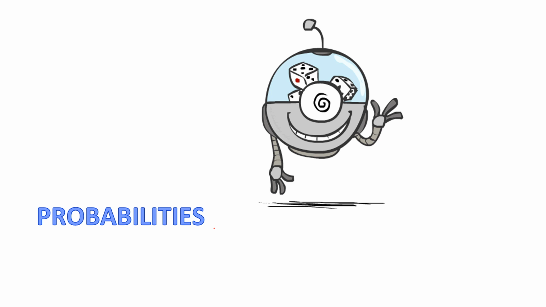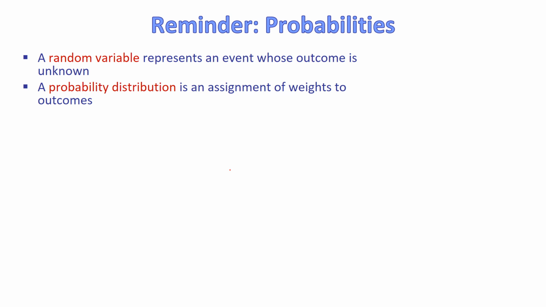Okay, now let's talk about probabilities, a quick refresh of probabilities, and then we'll talk about our assumptions based on these probabilities. If you remember from your probabilities course or statistics course, there is a concept called the random variable, and the random variable always indicates the outcome of a random process or an event that we don't know the outcome for. We are not certain about its outcome. So the random variable represents an event whose outcome is unknown to us.